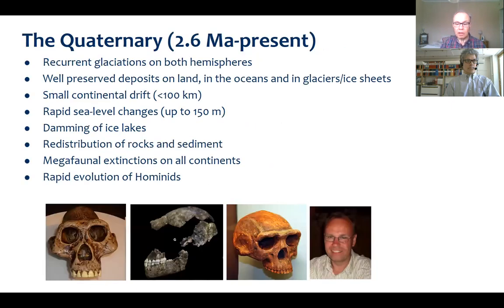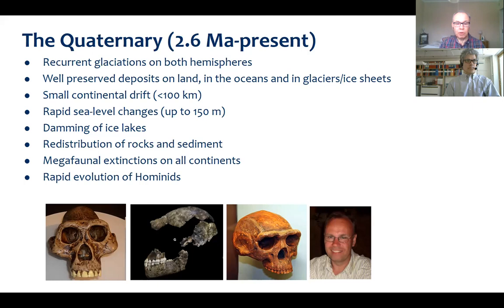So that's the Quaternary, and if we look at the Quaternary, what defines the Quaternary? One thing that is very prominent in the Quaternary is the recurrent glaciation in both the southern and the northern hemisphere. And that we have very well preserved deposits from the Quaternary, both on land, in the oceans, and in glaciers, ice sheets. The Greenland ice sheet goes back something like 130,000 years, but the oldest ice in Antarctica is approximately 2 million years old. And there are now efforts trying to core back as far as possible time-wise in the Antarctic ice sheet.